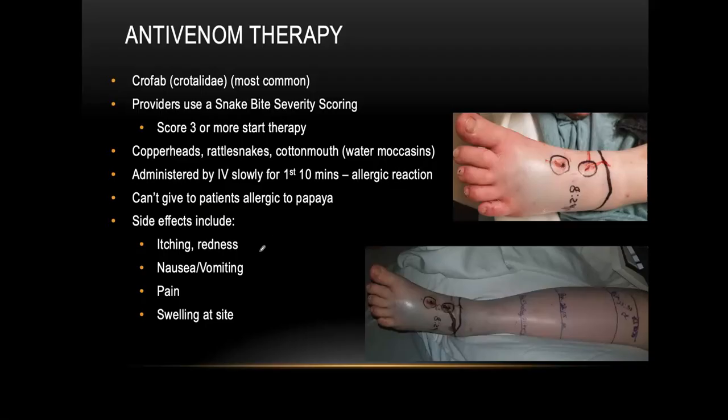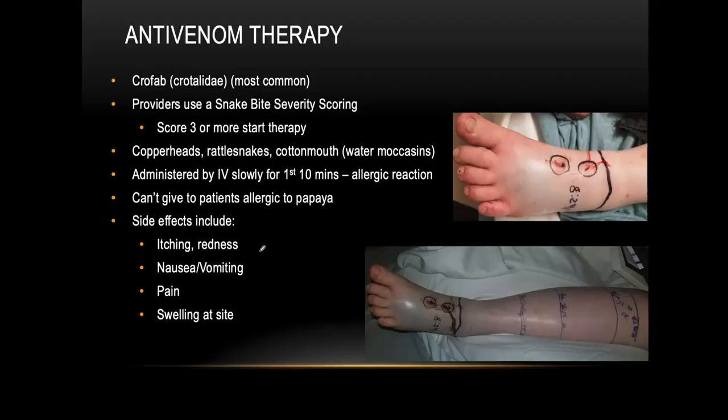It is administered IV slowly for the first 10 minutes. It's not necessarily an ICU thing, but if the child is having other symptoms besides swelling and pain in the area, then we definitely will need to have them monitored more closely. Copperhead, rattlesnakes and cottonmouth snakes are the most common ones we see here in this area.